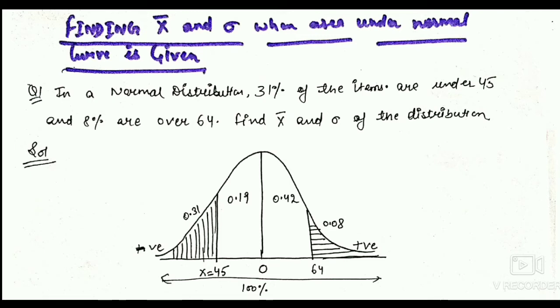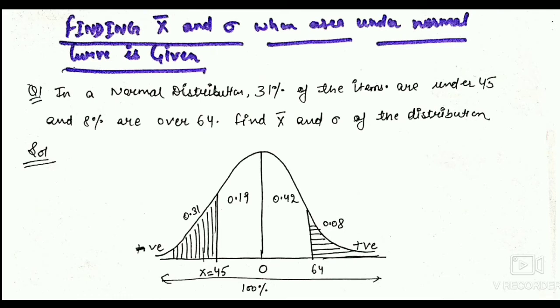From these areas we cannot find out the x bar and the standard deviation. For that we have to find out the area from the point of origin, so how much is the area from 0 onwards. So we will find the area from 0 to 45 and then 0 to 64. As we know, the total of this line is 1 and the left side total is 0.5 and the right side total is also 0.5.